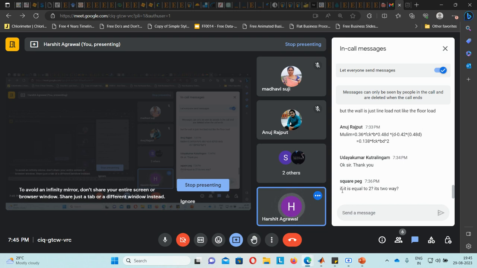Your doubt was about ly by lx: if it is less than 2, we say two-way slab. Equal to or greater than 2, we say one-way slab.